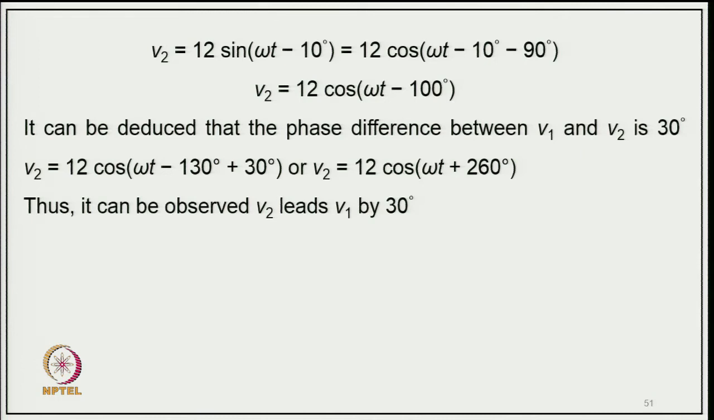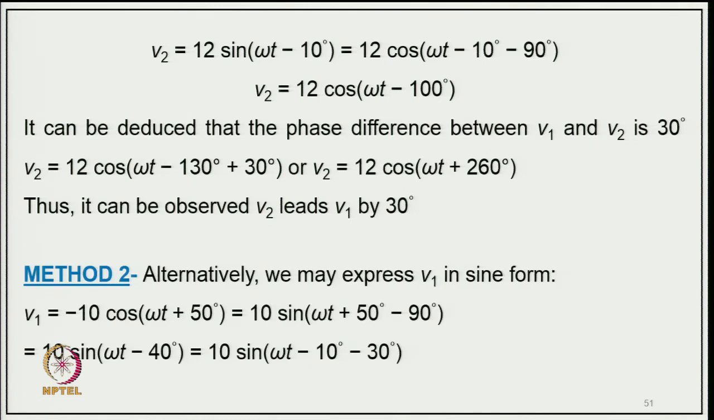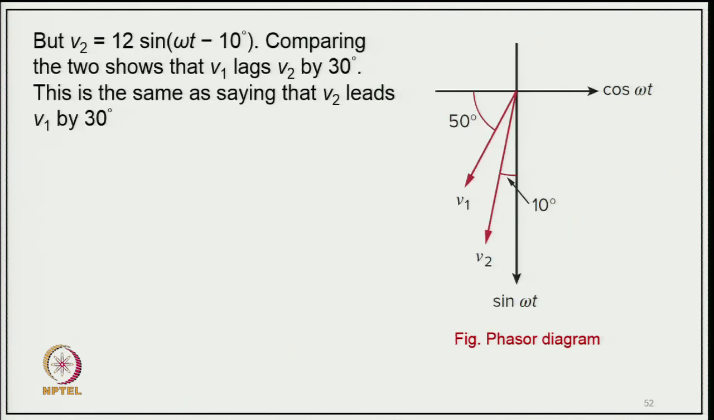Thus, it can be observed that V2 leads V1 by 30 degrees. Coming to method 2, alternately we may express V1 in sine form. So, V1 equals minus 10 cos omega t plus 50, that is equal to 10 sin omega t plus 50 minus 90 degrees, or 10 sin omega t minus 40 degrees, or 10 sin omega t minus 10 minus 30 degrees, and V2 is 12 sin omega t minus 10.